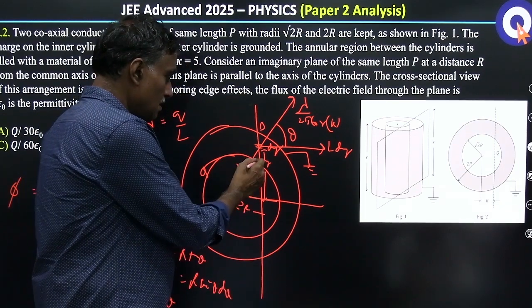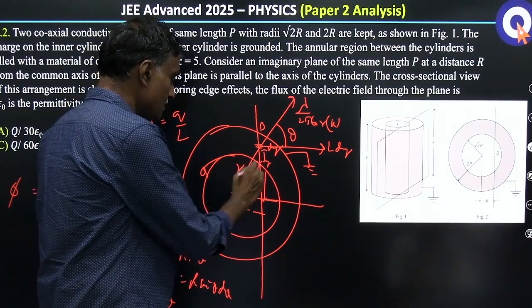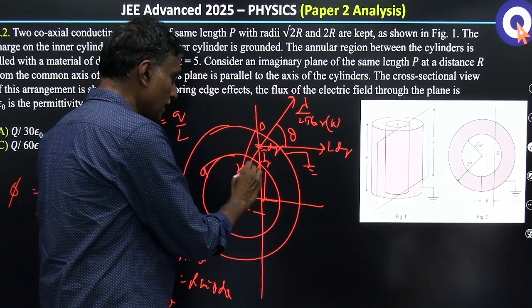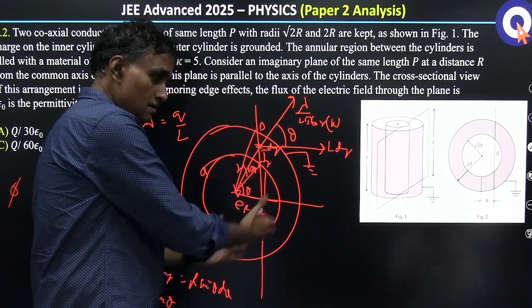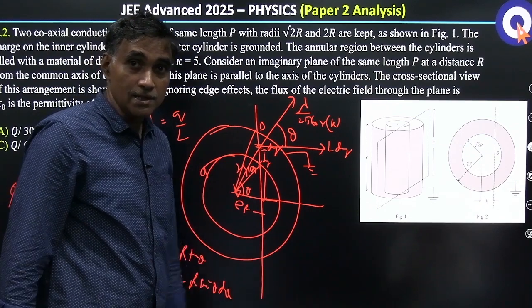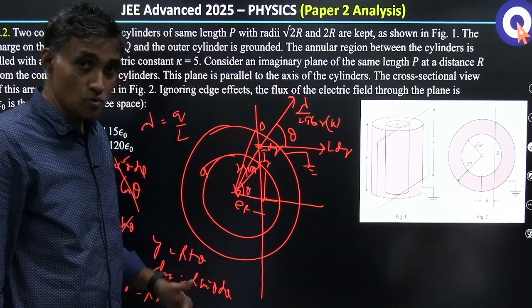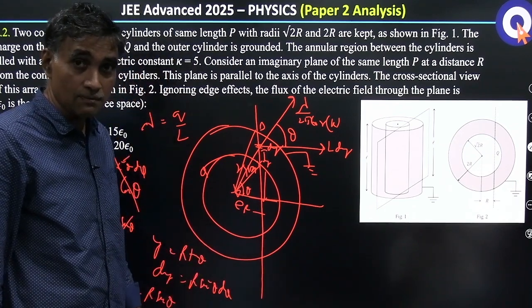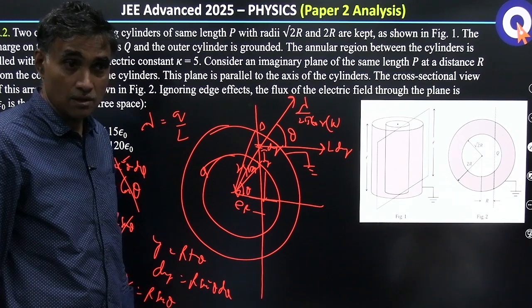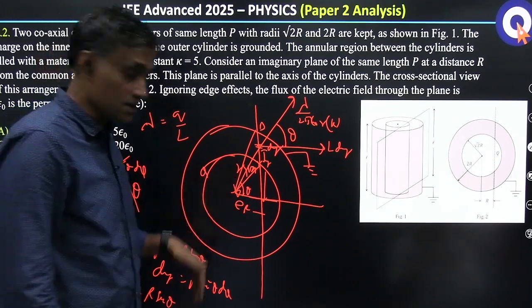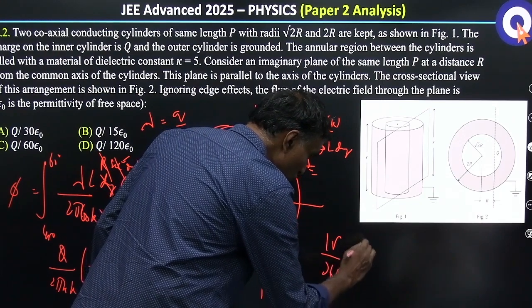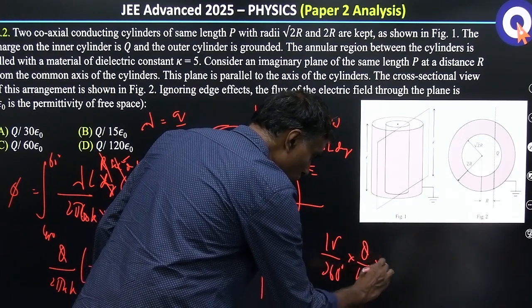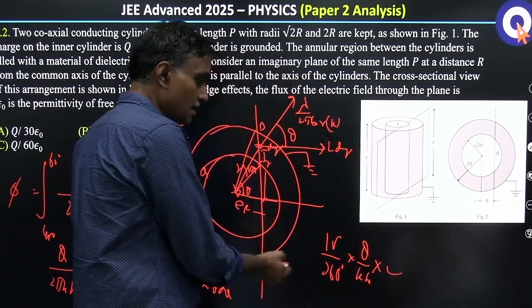Now this angle is 15 degrees. So if you consider the entire circle, it is 360 degrees. So through 360 degrees angle, what is the flux? It is Q by k epsilon naught. For a 15 degree angle, what is the flux? That is 15 by 360 into Q by k epsilon naught, into 2, for this part and this part. That is the answer.